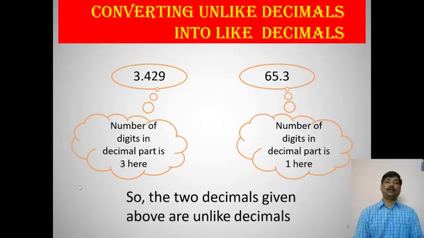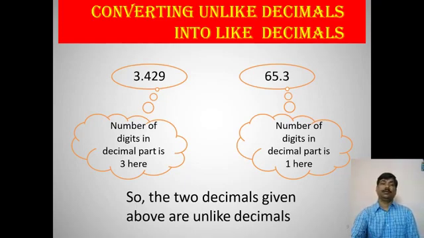Next, converting unlike decimals into like decimals. How do we convert unlike decimals into like decimals? First, look at both numbers. This number is written up to the thousandth place. This number is written up to the tenth place. It means this number has 3 digits in the decimal part, and this number has 1 digit in the decimal part. So these are not like decimals.